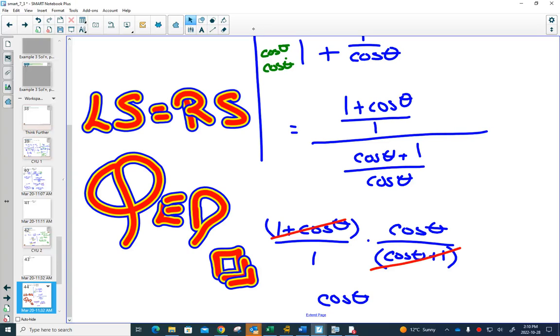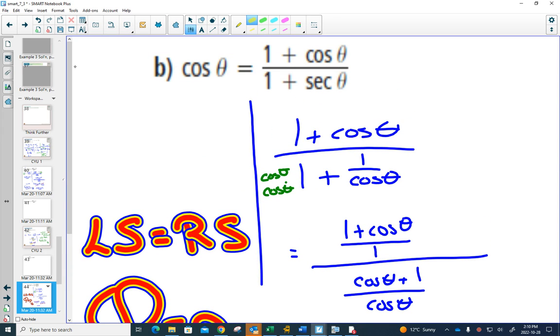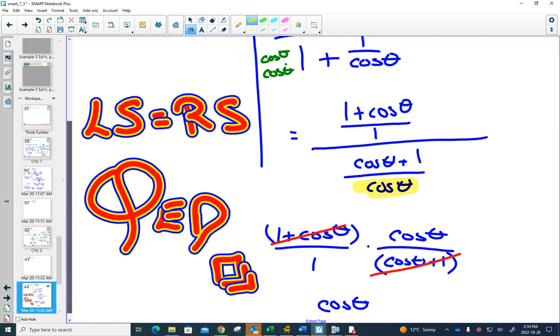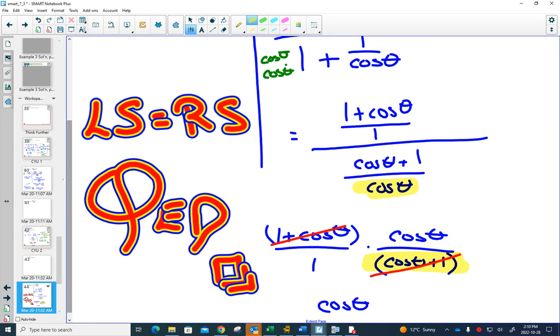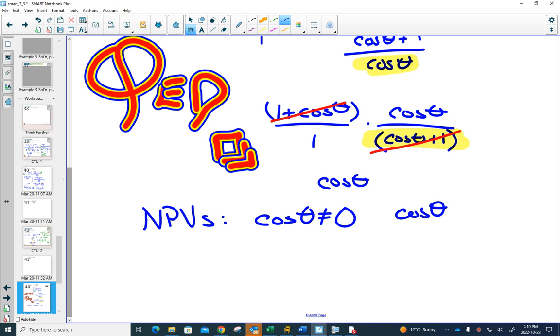Right. There we go. So now non-permissible values, I'll take out my highlighter and I need to check, did we ever divide? Yes, we're dividing here, and then we're dividing here. So as far as non-permissible values, which we sometimes call NPV, we know that cos of theta can't equal 0, and we know that cos of theta can't equal -1.